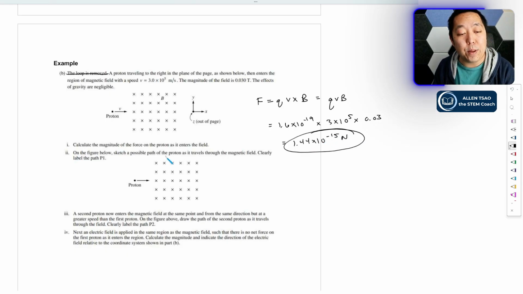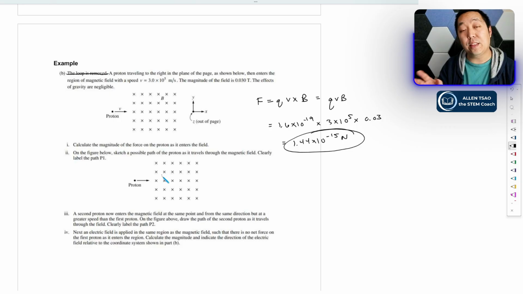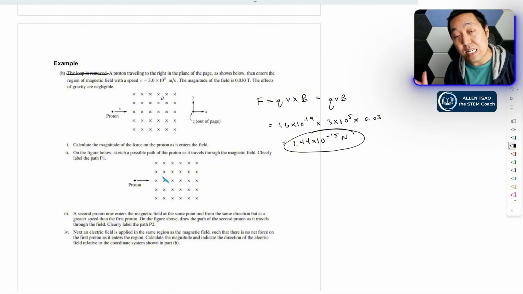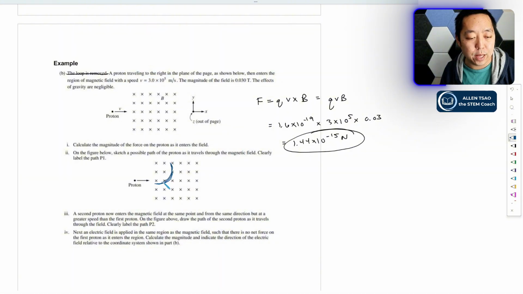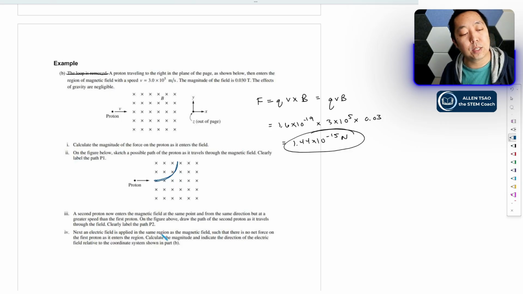Okay. Sketch a possible path of the proton as it travels through the magnetic field, clearly labeling the path P1. So here, let's find the direction of the force. We have our fingers to the right, the velocity is to the right, and the magnetic field is into the page. My force is going to be upward, but it's going to rotate as it goes upward. It just needs to be a circular path. Any circular path will do. Don't make it go in a full circle necessarily, but it will definitely have a curved path. We could just do a quarter circle if you want.